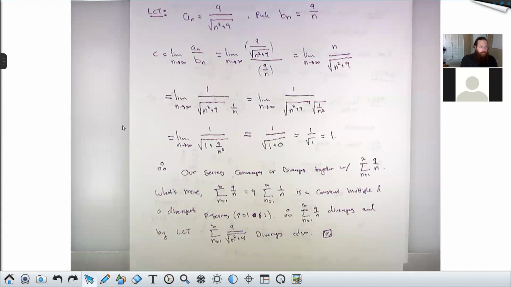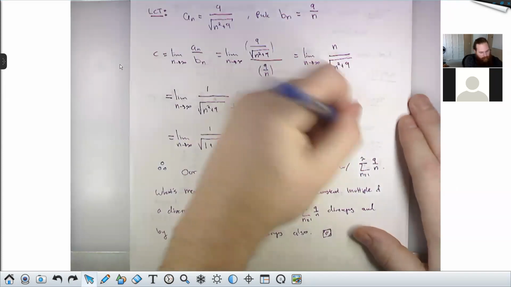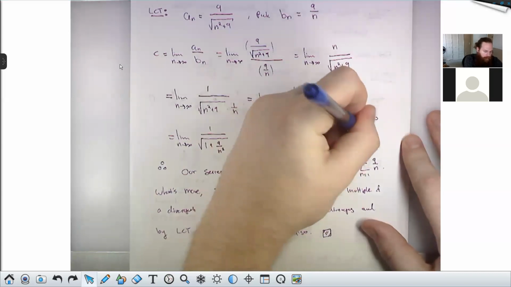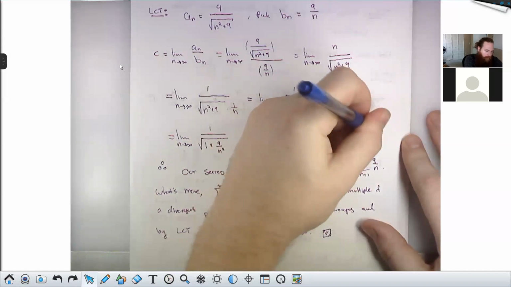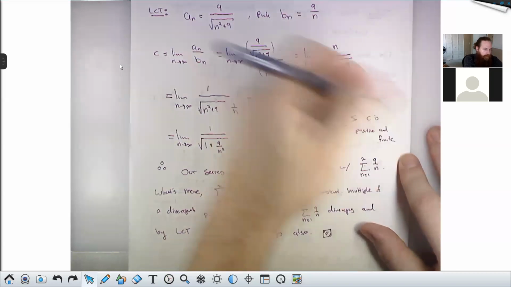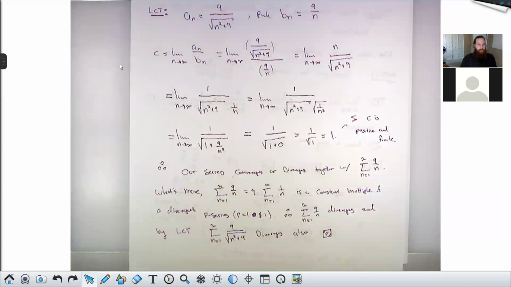Yes, Fernando, even if C is irrational, so remember the requirements, let's say it like this. C is positive and finite. That's all I require. So being irrational, if C came out to the square root of 2 or pi, that's still fine. As long as C is positive and finite, then the series will converge or diverge together.